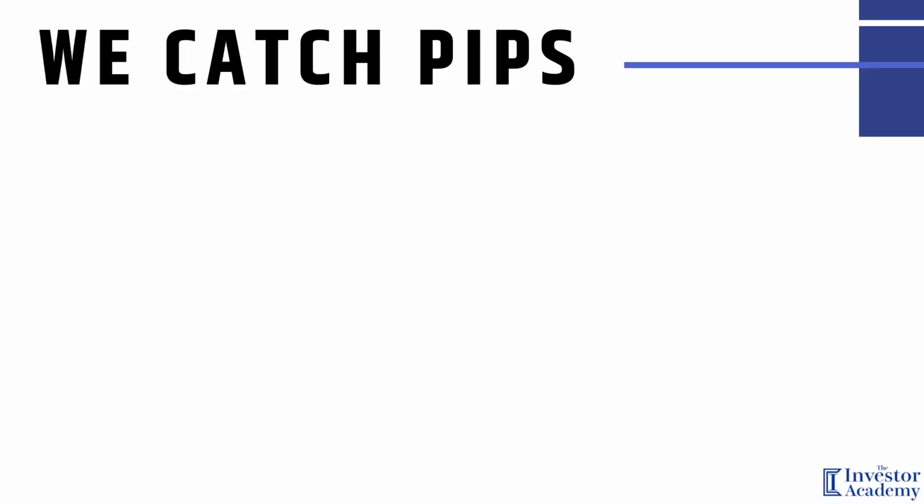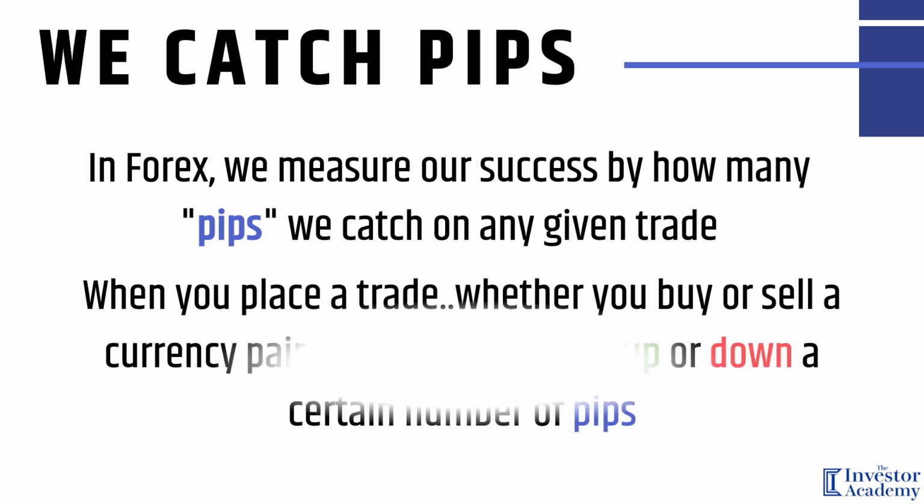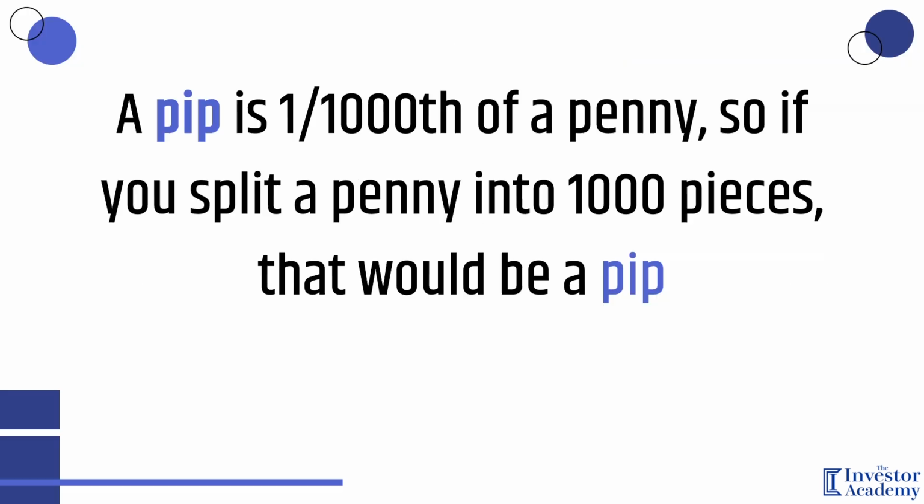So let's get going. Here at the Investor Academy, we catch pips. Write that word pips down. So in forex, we measure our success by how many pips we catch on any given trade. When you place a trade, whether you buy or sell a currency pair, the price will move up or down a certain number of pips. A pip is 1/1000th of a penny. So if you split a penny into 1,000 pieces, that would be a pip.